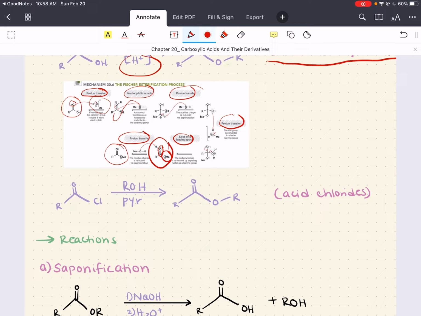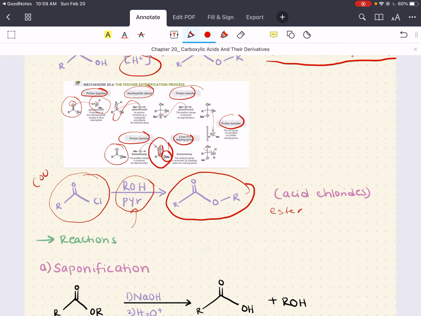Now, you can treat an acid chloride with an alcohol group and pyridine to also get an ester. So we're treating an acid chloride, which is already a carboxylic acid derivative, with an alcohol group and pyridine this time. And what we can do is change this chlorine group to an ester group where we introduce an oxygen and whatever R group was part of our alcohol.